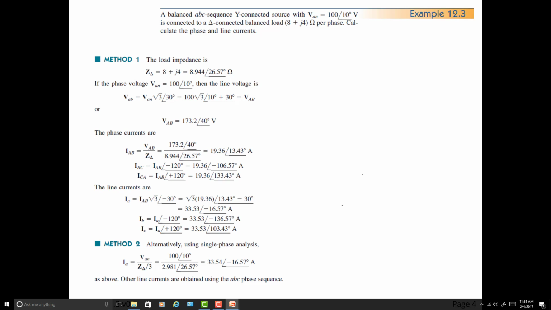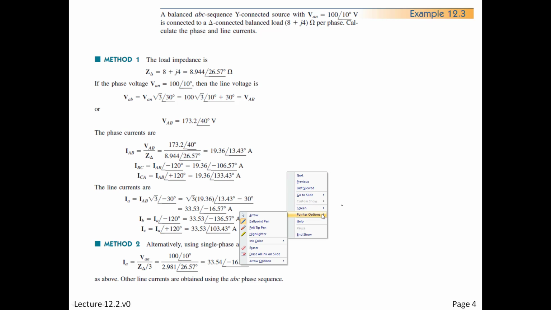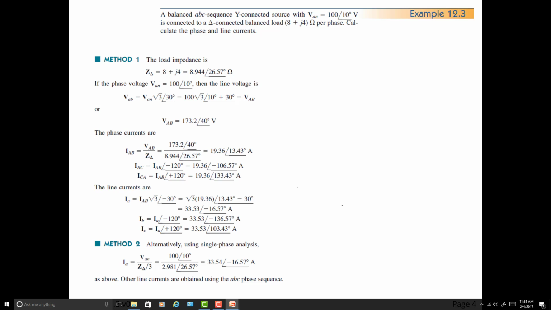All right, I want to take a look. It's all printed out here. I just copied this out of the text, and you can go through it at your own pace. But I wanted to take a quick look at example 12.3 because it shows two methods of dealing with the problem. The first is maybe the more laborious it looks like, but the more analytical one. And the second just uses the single phase analysis. So let's look here, mostly at the first one.